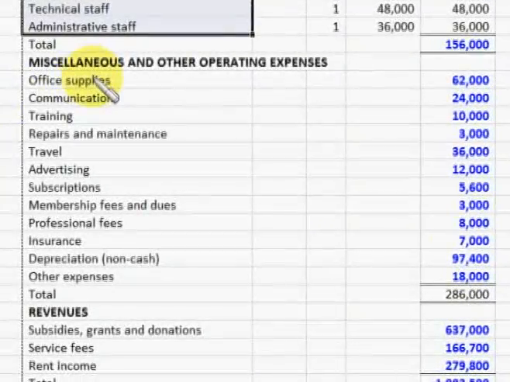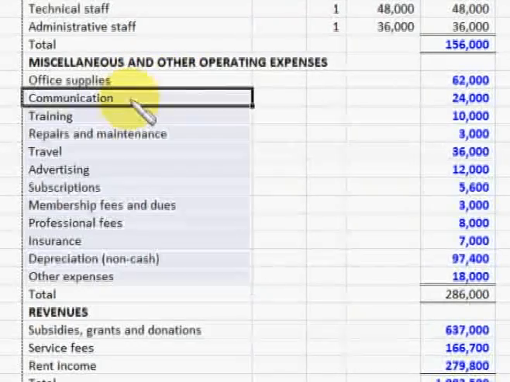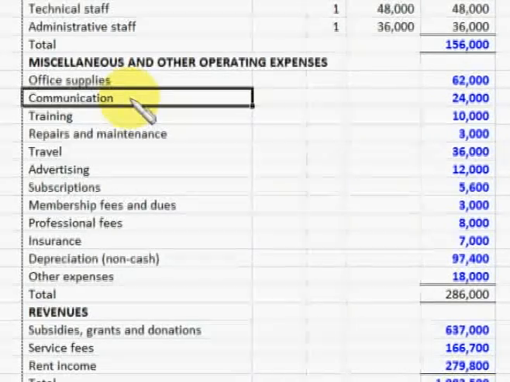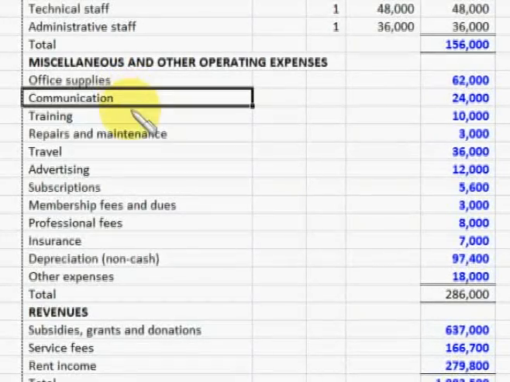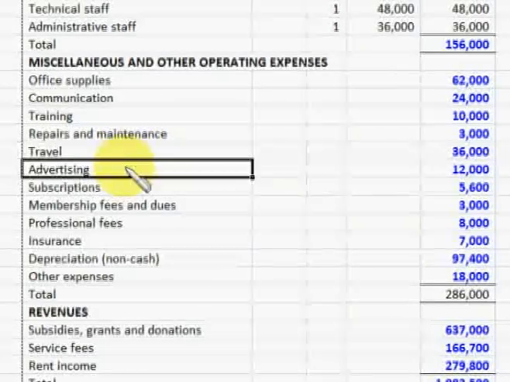And for the operating expenses, these are the common items that we usually spend for the operation of our CECs. We need to have some supplies. We need to pay for communication. This is for the telephone connection and the broadband connection for internet, training, repairs and maintenance, travel, advertising, and so forth.